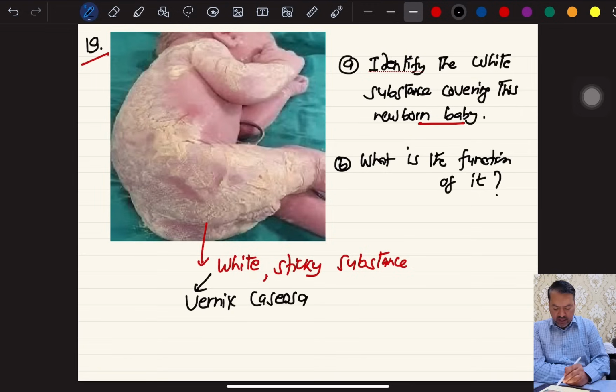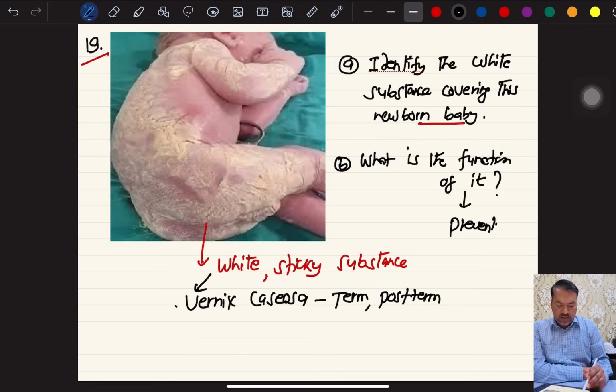Vernix caseosa. Okay, and this Vernix caseosa is common in full term or even post-term baby. Okay, but it is not seen in preterm baby or premature baby. And what is the function of it? The function is it is preventing the heat loss from the baby. Okay, so please do not rub it very hard to remove it. When we give a shower or bath to the baby, it will be removed from the body very easily.